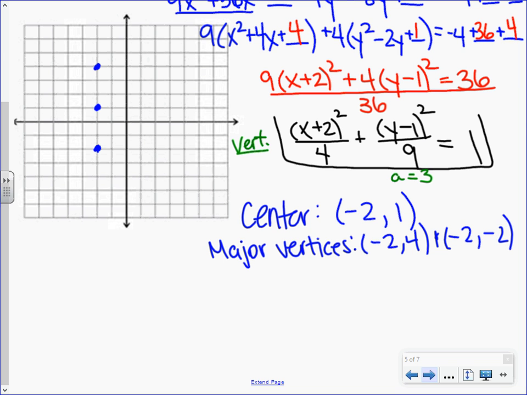By default, 4 is b squared, which means b is 2. So horizontally, we'll make our minor axis 2 both ways from the center. Okay? And those are points I want you to label minor vertices.